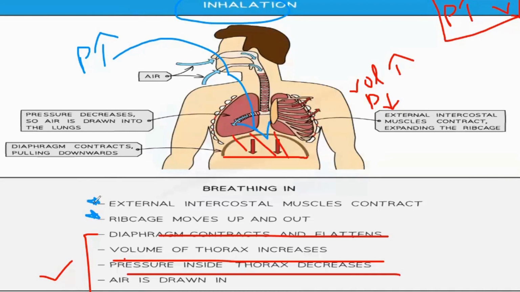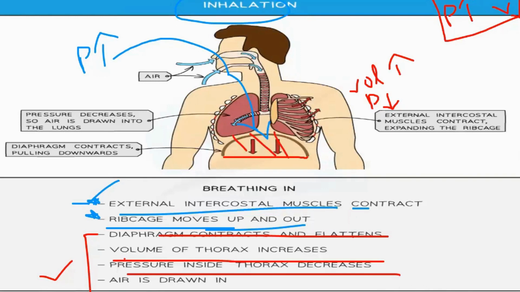If you try inhaling, you would feel your ribcage moving upwards and outward. So this is one more point you need to know when it comes to inhalation. And this is the point you need to remember: the external intercostal muscles contract. The muscles on the outer side, if you look at this arrow, are pulling upwards, or contracting. So these are the 6 points you need to remember for inhalation.